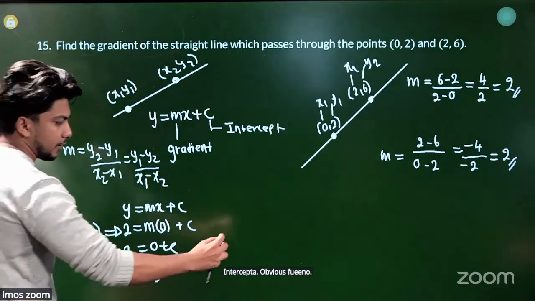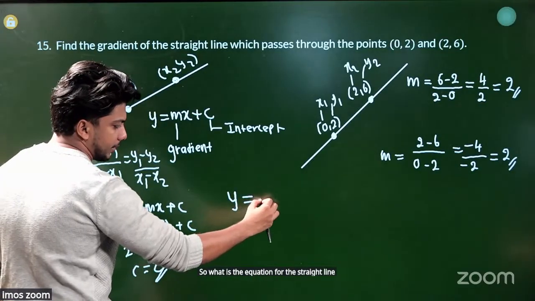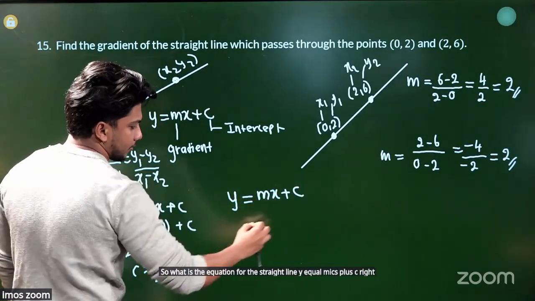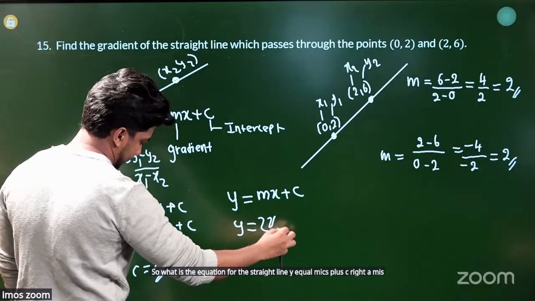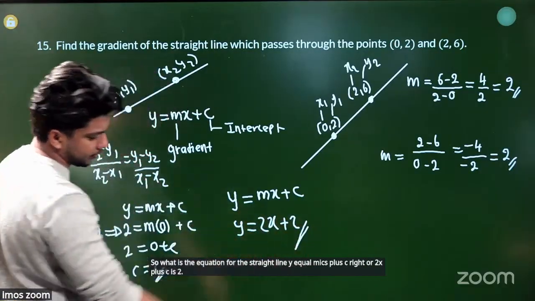So what is the equation for the straight line? y equals mx plus c, right? m is 2, so y equals 2x plus 2. This is the equation of the straight line.